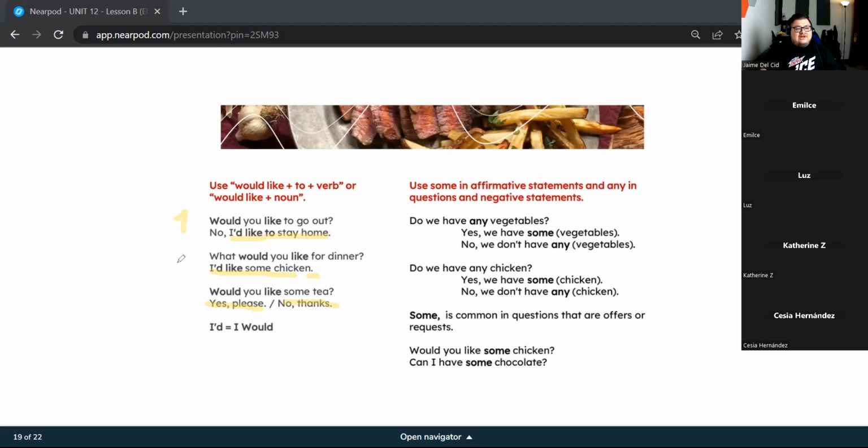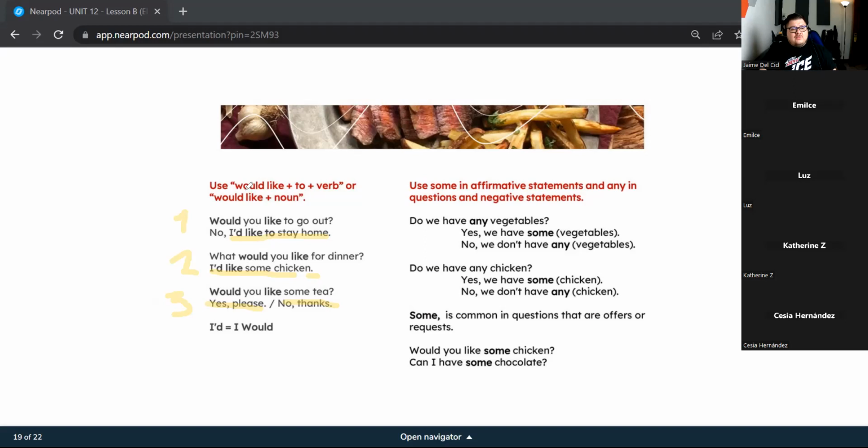La de en medio, la número 2, digamos, es una information question. What would you like for dinner? ¿Qué te gustaría cenar? Ahí yo no puedo contestar como sí o no, ¿verdad? Sino tengo que decir qué me gustaría. Y la número 3 también es una yes, no question. ¿Te gustaría tomar algo, ¿verdad? Por ejemplo, café o té. Would you like some tea? Would you like coffee? Yes, please. Or no, thank you.